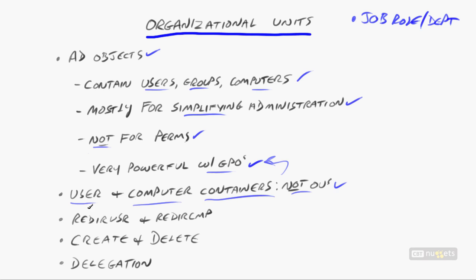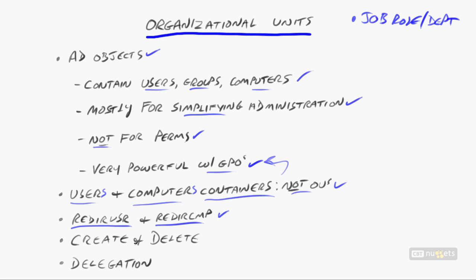All right. Oh, you know what else I realized? I misspelled that. It's the Users and the Computers containers. Okay, that's what they're called. Now, one of the things that we have here as a tool is something called redirusr and redircmp. These are very simple to use tools that run from a command line, and we've had those for a couple of previous versions of Windows as well.